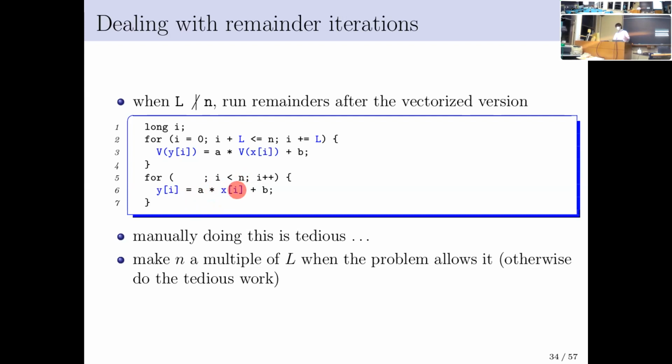Manually doing so is very tedious, right? So you don't want to do that. If your program allows you to make n a multiple of L, then you do so, just to avoid writing remainder iterations manually. But at times it is unavoidable to write remainder iterations, so then you have to do it anyway. Just remember that there are some cases in which you need to do so.